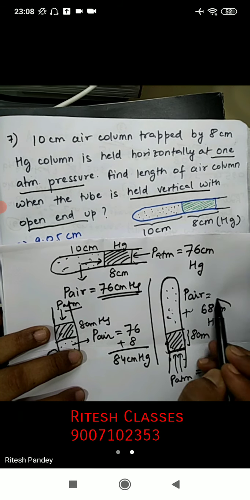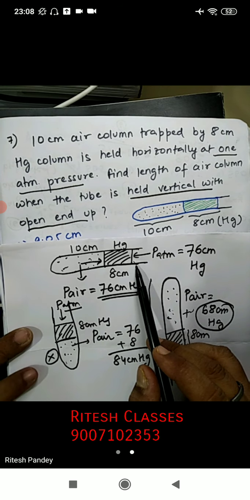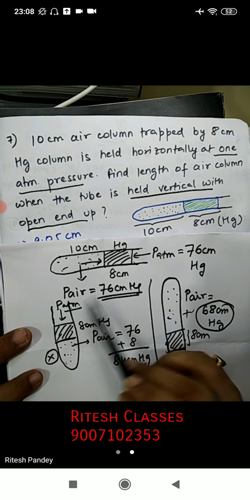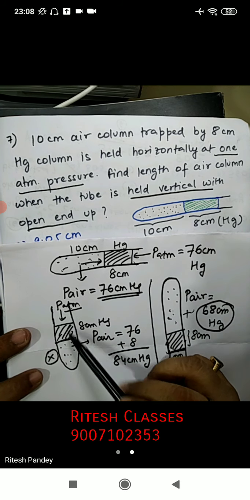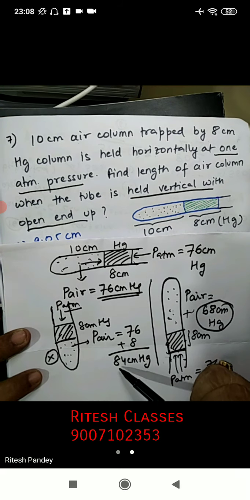Bas itna hi samajhna hai, bas itna hi samajhna hai. When you turn it vertical with open end up, the mercury column will slide down because air ke upar mein pressure badh jayega, 76 se 84 ho jayega.